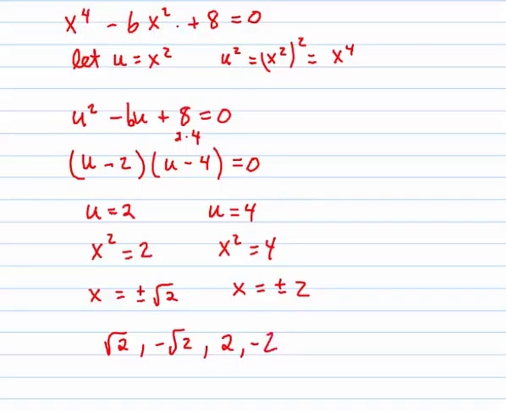So this was quadratic in form if we just change x squared to u, and so x squared squared is u squared, and we have u squared minus 6u plus 8 is equal to 0, and then we solve it in the normal way. So that is an equation that's quadratic in form.